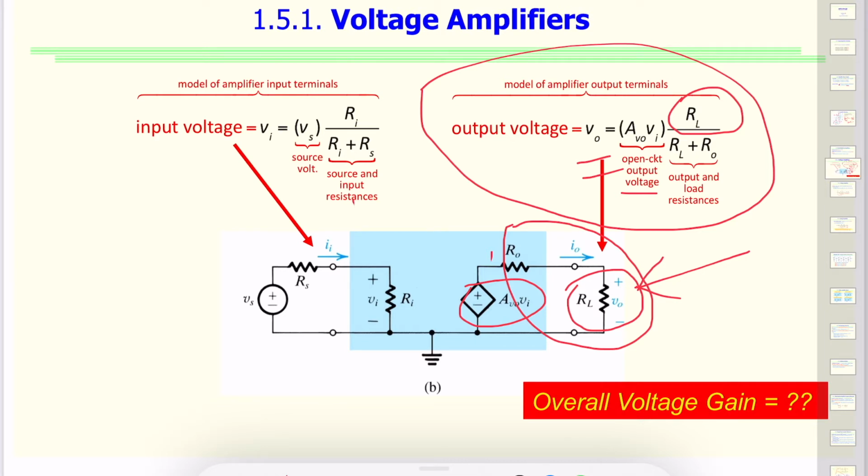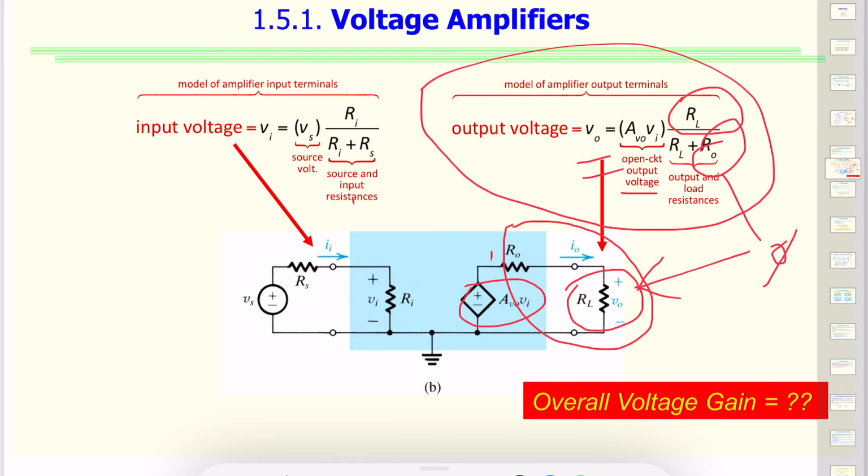But in some cases, load resistance varies over a certain range. So we want the gain or the output voltage to be as constant as possible. So we design R naught much smaller than the lowest value of RL. Right? So then an ideal voltage amplifier is one where there should not be any output resistance, where we want this guy to be just zero. That's the ideal situation. Right?